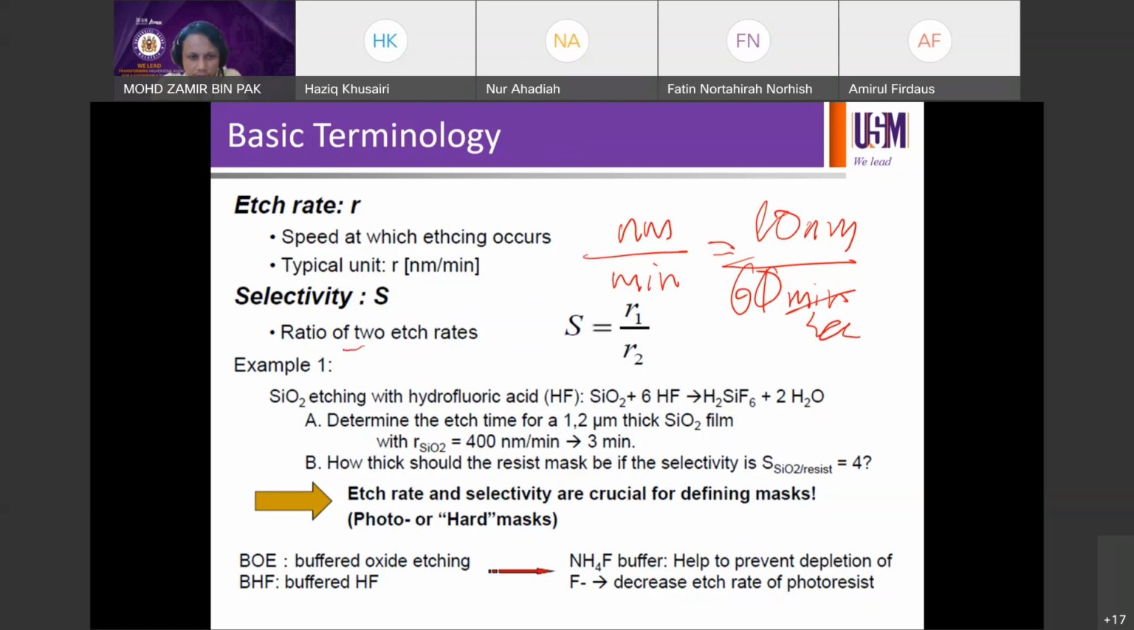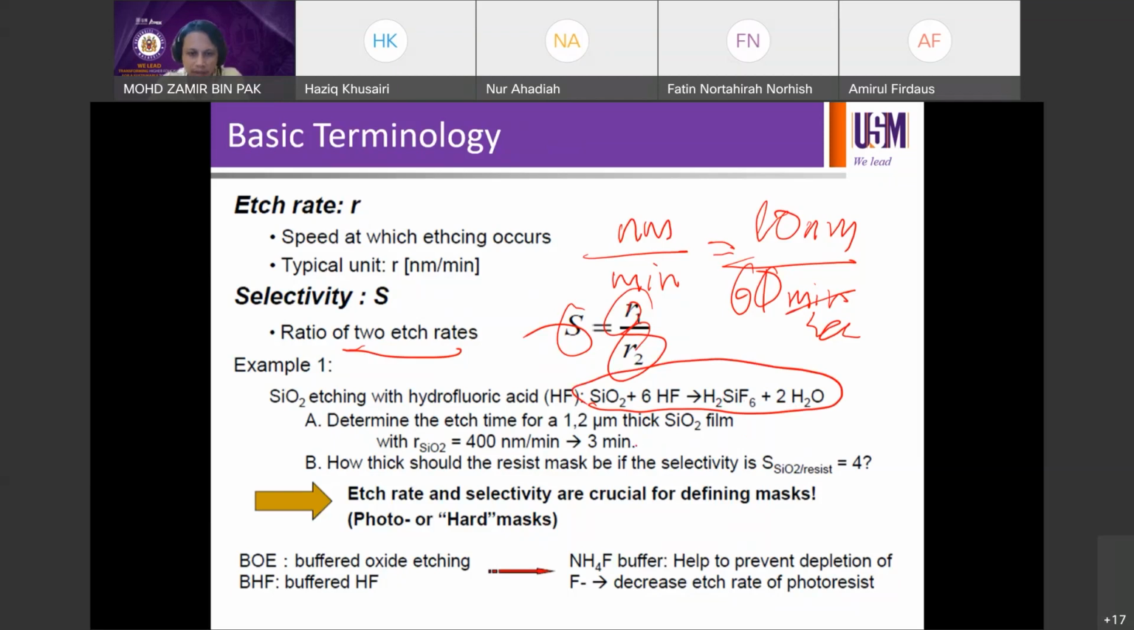A ratio of two etch rates. Okay, S equals selectivity equals R1 over R2. So two different etch rates. Okay, and then example, silicon dioxide etching with hydrofluoric acid. Contoh tadi ya, silicon dioxide, kita nak etch silicon dioxide with HF, and this is the equation of the reaction: silicon dioxide plus HF, kita akan dapat H2SiF6 plus 2H2O. So kita akan dapat oxide will then be removed.